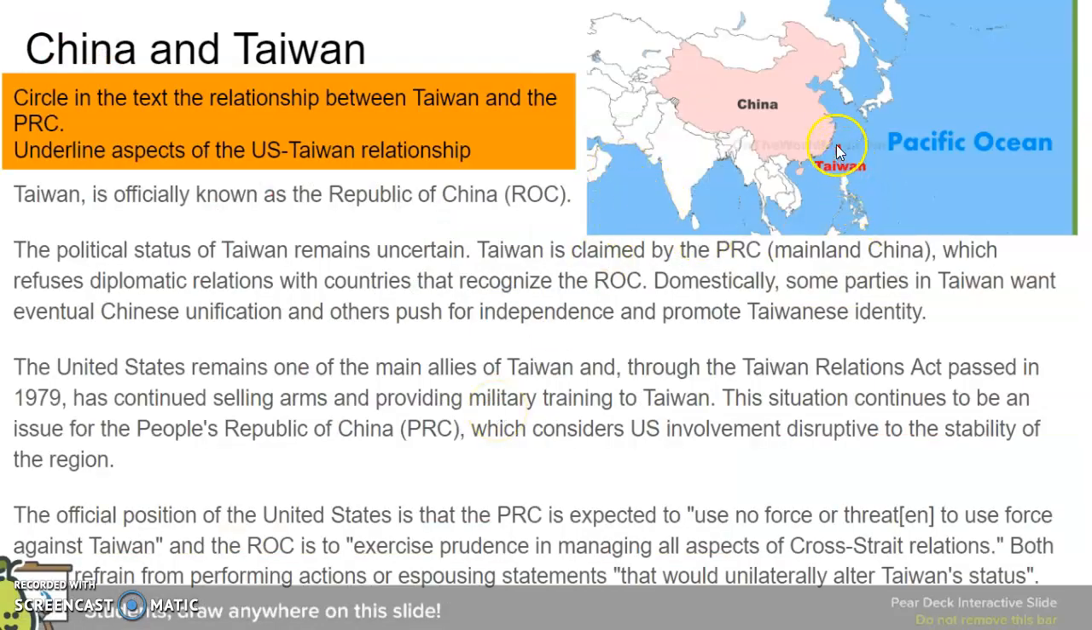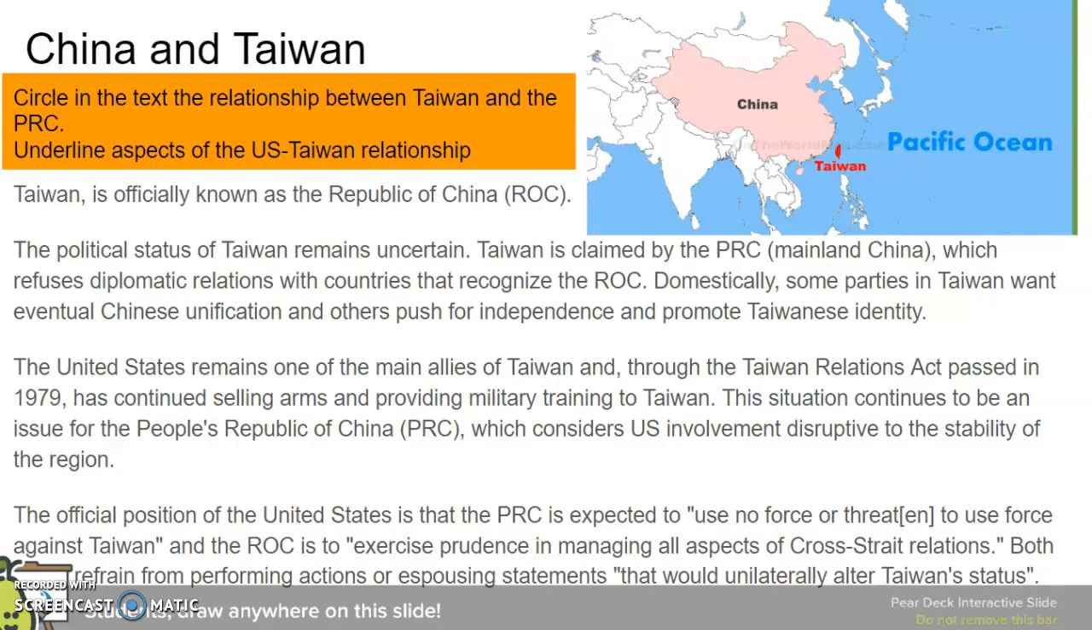China and Taiwan, which is this island. Circle in the text the relationship between Taiwan and the PRC. The PRC is what we commonly call China. That's the big country. And then underline aspects of the U.S.-Taiwan relationship.